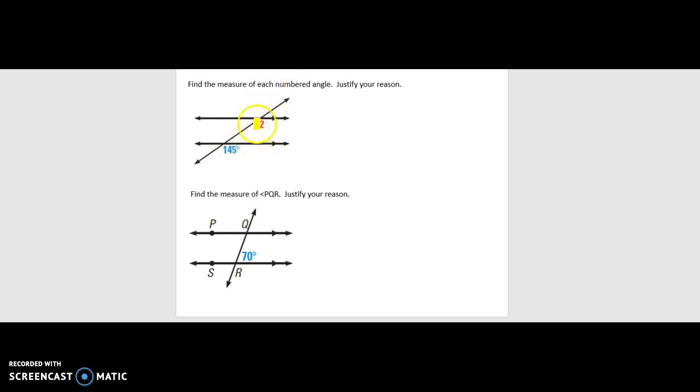Next, the relationship between angle 2 and 145. If this is my transversal, I know they're on the same side of the transversal. 2 is interior, 145 degrees is exterior, which means these are corresponding angles. And what do we know about these when lines are parallel? We know they're congruent. So angle 2 would be equal to 145 degrees.